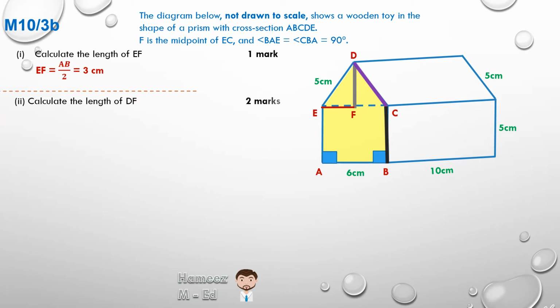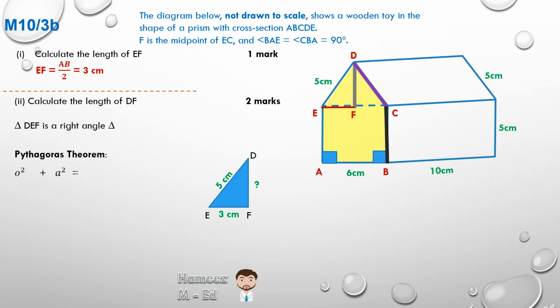Part 2. Calculate the length of DF. So let's redraw that triangle DEF, and we can see that DE is 5 centimeters, they gave us that. EF is 3 centimeters, which we just worked out from part 1, and we need to calculate the third side. And let's recall, this is a right angle triangle, which means that if we have two sides and we want to find the third side, we can use Pythagoras' theorem.